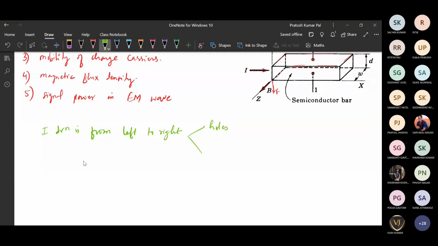So holes will be flowing in the direction of current only. So holes will be flowing from left to right, and this current will be because of the electrons also, but in that case electrons will be moving from right to left. Okay, so electrons will be moving from right to left.